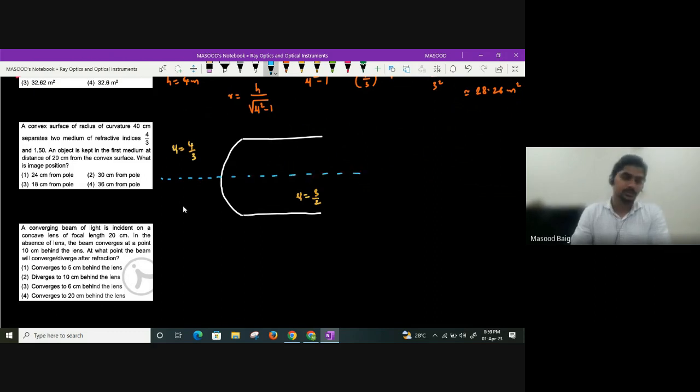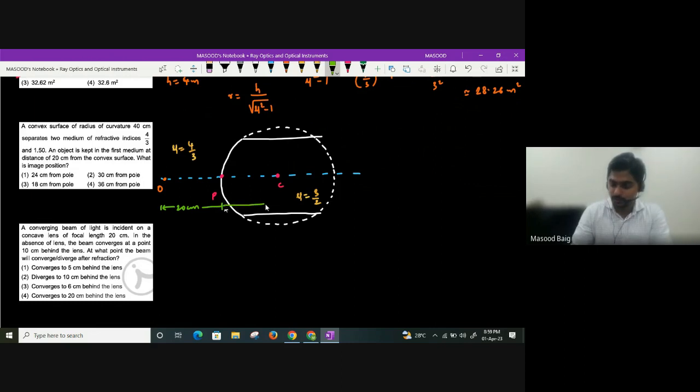It is a convex surface, guys. Where is the object placed? From the surface, the object is placed at a distance of 20 centimeters. Can I say this convex surface will be part of some sphere like this? Yes or no, everyone? Whose center of curvature will be somewhere over here? So what will the radius of curvature be? They're asking us to find the image position.